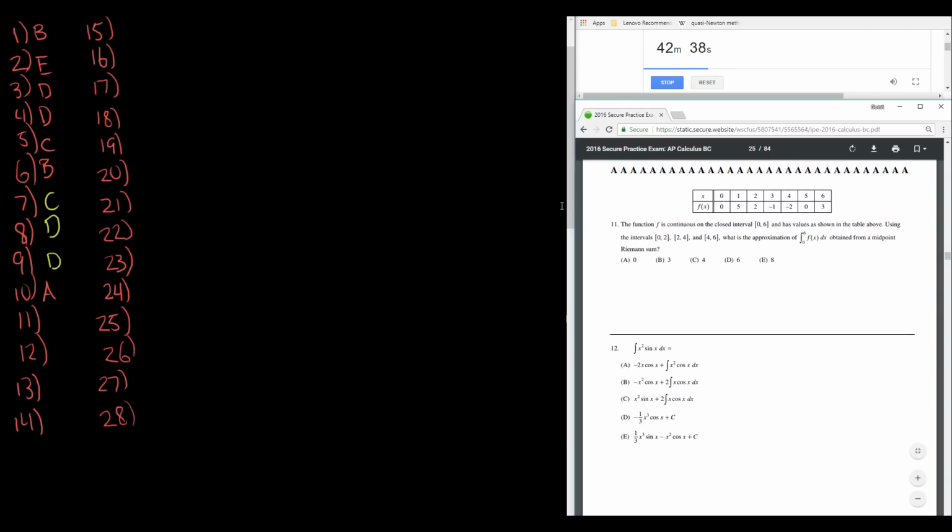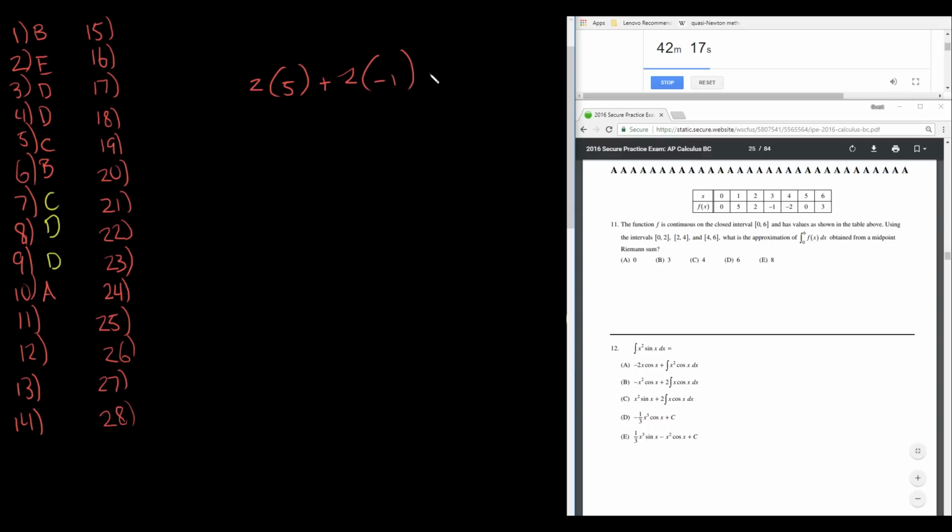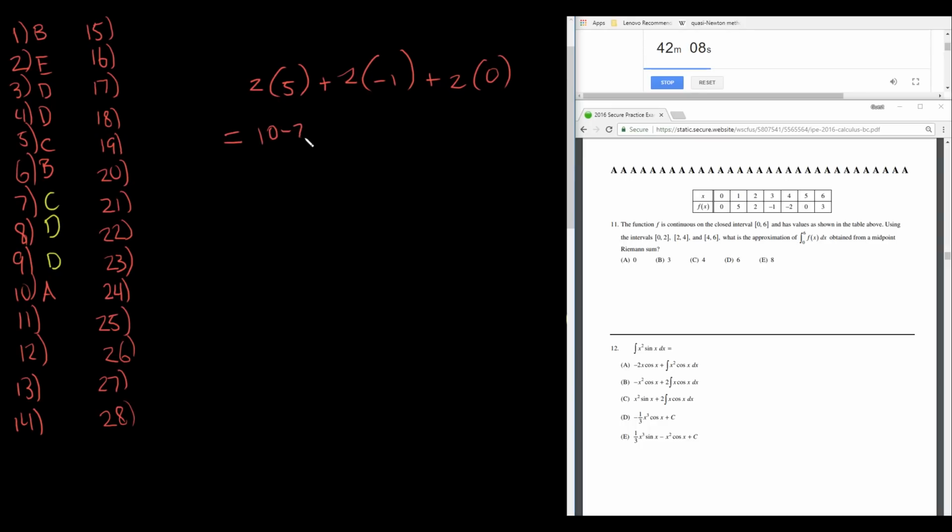F is continuous in the closed interval, and its values are shown. The interval is this. What is the approximation of the integral of f of x obtained by a midpoint Riemann sum? From 0 to 2, the midpoint value is 5. So we have a width of 2 times a height of 5. That's the area of that rectangle. From 2 to 4, we have, again, a width of 2, but now the height between 2 and 4 is negative 1. And from 4 to 6, the midpoint value is 0, and width of 2, that's great. So we get 10 minus 2 equals 8. E. That's nice and efficient. You just do that for all the questions. Of course, that's probably the point I make my silly mistake. So, we'll see.